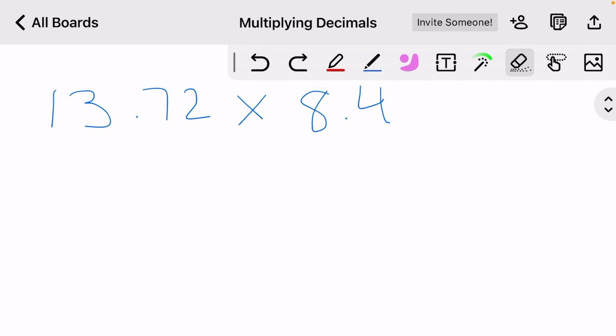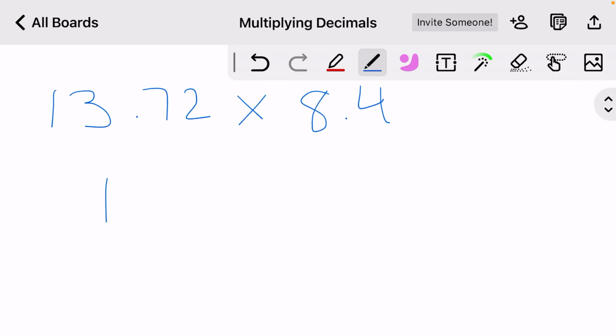13.72 times 8.4. So we have to multiply these two decimals together. What I'm going to do first is line these up vertically so we can work with them a little bit easier.